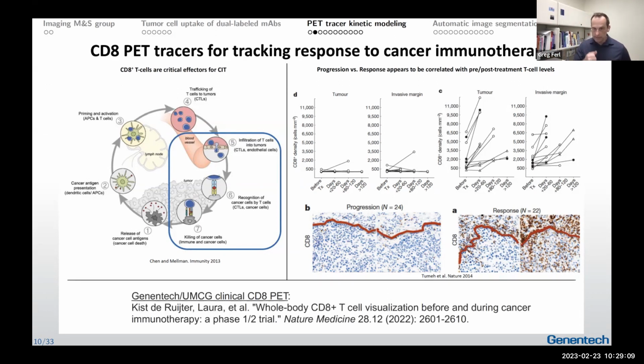And then recently, late last year, the first batch of clinical data for our one-armed antibody tracer was published in Nature Medicine. This was a collaboration between Genentech and UMCG in the Netherlands.